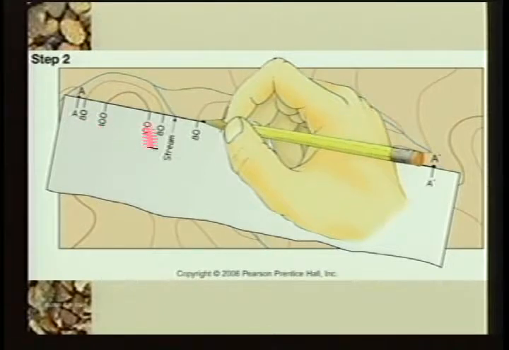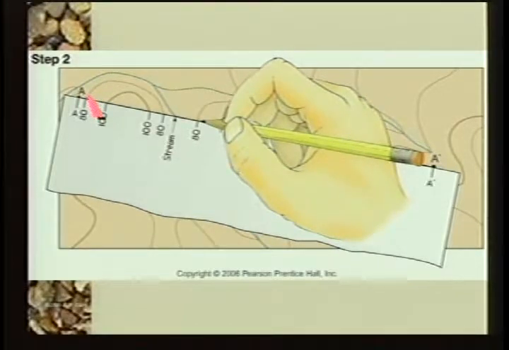80, 100, 100, 80 again. Oops, we have a stream here. Here's another 80. How do you know which elevations the contour lines are? Well, you figure that out either from the index contours, which are labeled, and if you're moving downhill from 100 down would be 80 if you have a 20 contour interval.